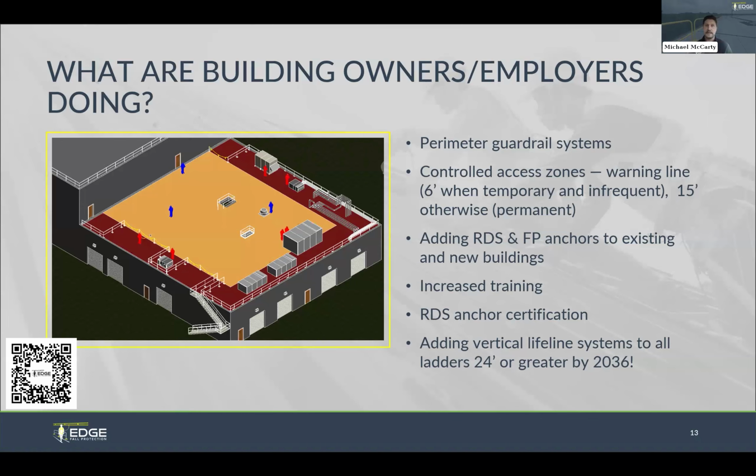So this used to be warning line, could be used at 6 foot when temporary and infrequent, and it's 15 feet currently, and that's permanent. So one of those solutions we offer, weighted base plates, it's up there permanently, it's not going anywhere, rain, wind, or shine. We put that permanent visual warning line system at 15 feet. A lot more rope descent systems, fall protection anchors to new and existing buildings, a lot more training. And we've seen a dramatic increase in the rope descent system anchor certification, which I'll talk briefly about at the end.